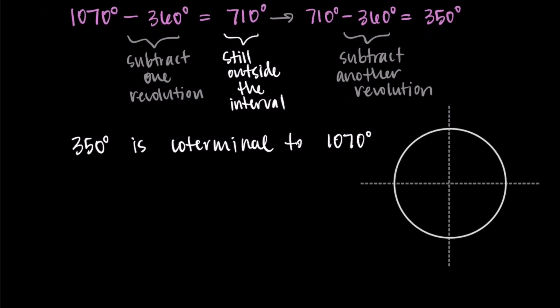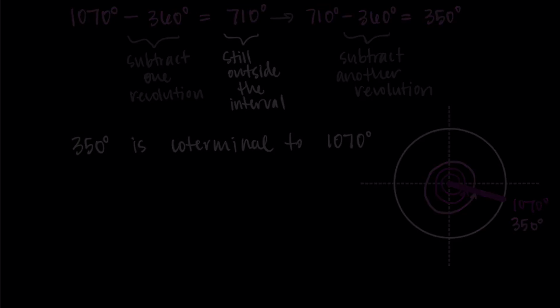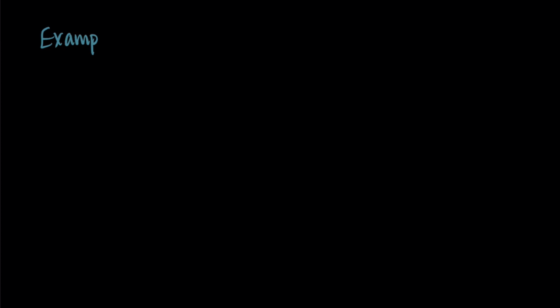And we can imagine this on the graph too. 1070 degrees goes around twice and then almost 3 full times, whereas 350 degrees is just almost one full revolution. Okay, so we've done 2 examples with degrees. Let's do 2 more examples, but this time with radians.